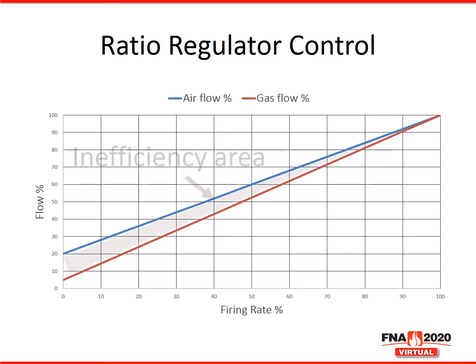We now see what an efficient firing of the burner looks like. The blue air curve is now right on top of the red fuel curve. The gap between the blue air curve and the red gas curve is inefficiency. We see the gap is minimized here, resulting in an efficient system.